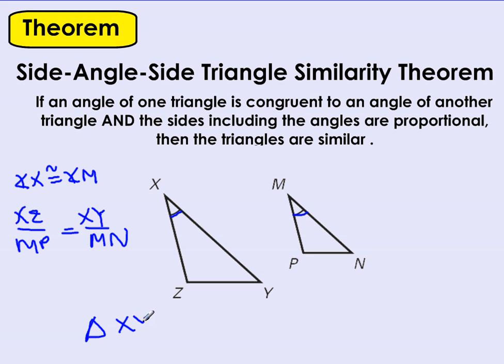So if we say triangle XYZ, we're going to want to make sure that we say it's similar to, and we want to put this in the correct order. So we'll go with M and P. Let's see how this might be used in some examples.